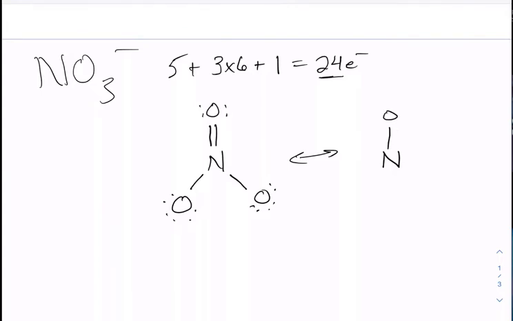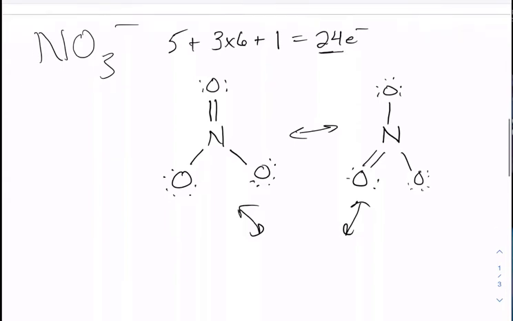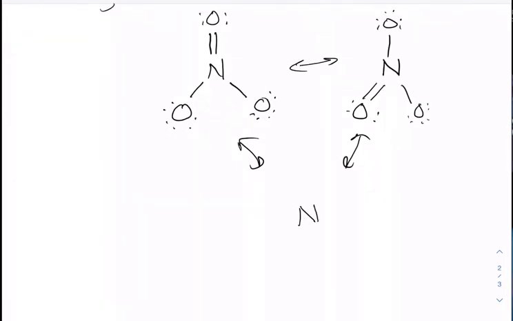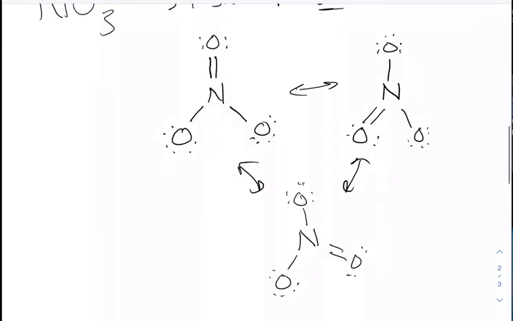So let me clean this up a little bit as I draw this. So I could have also drawn the double bond to the lower left oxygen, or I could have drawn the double bond to the lower right oxygen. Right? Could have done it to any of them. And in terms of what's better, none of them are better than the other. They're all pretty much the same, right?